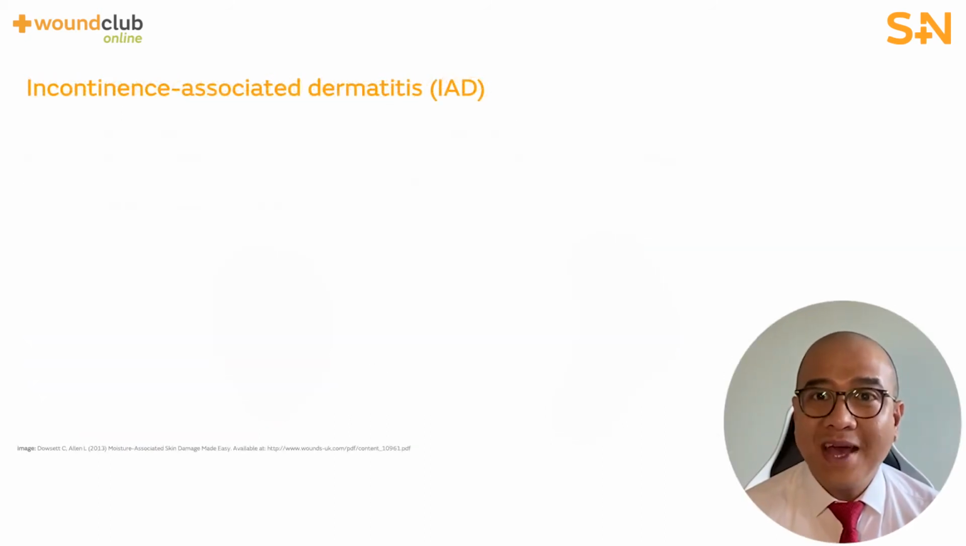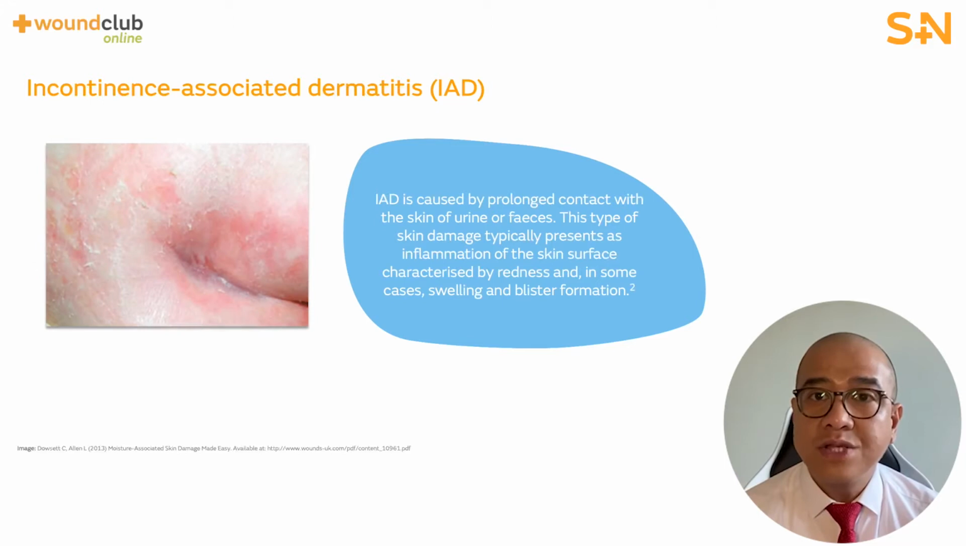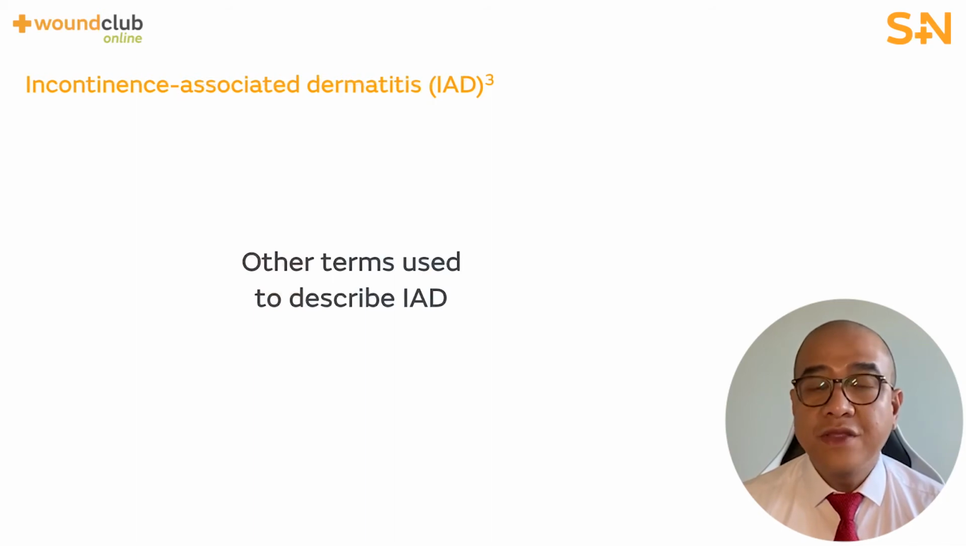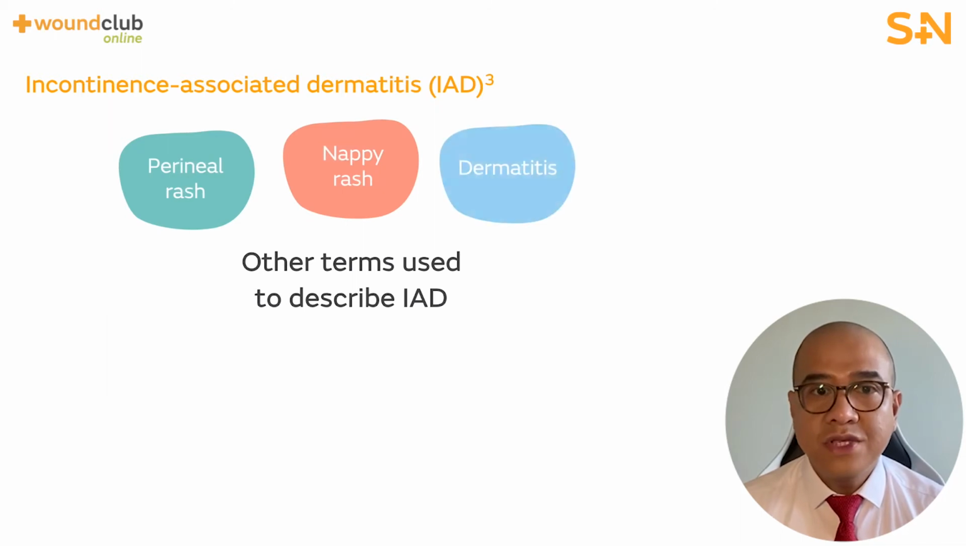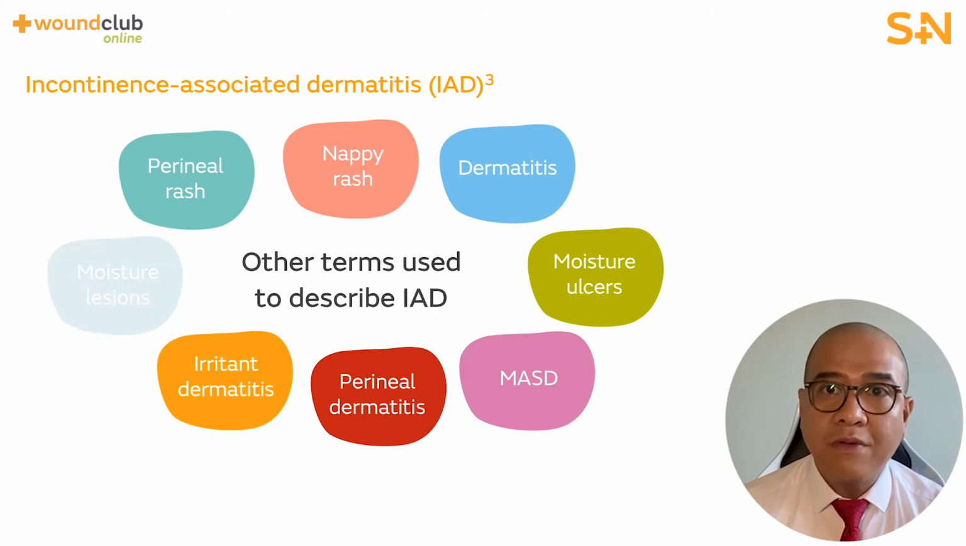Okay, let's focus on IAD. Now, IAD is defined as an erythema, an inflammation of the skin caused by prolonged contact with the skin of urine and feces. It typically presents as an inflammation of the skin surface, characterized by redness and, in some cases, swelling and blister formation. There are many different terms to describe IAD. Perhaps you have heard a few which are on your screen now, for example, moisture lesions or nappy rash.